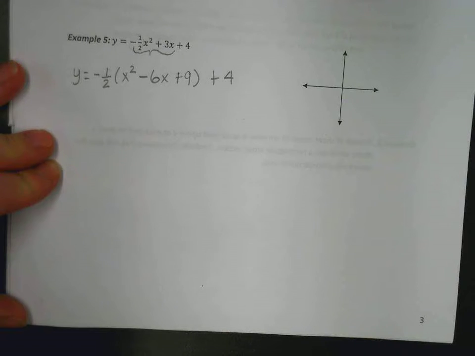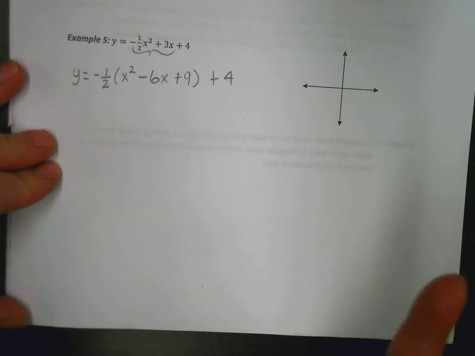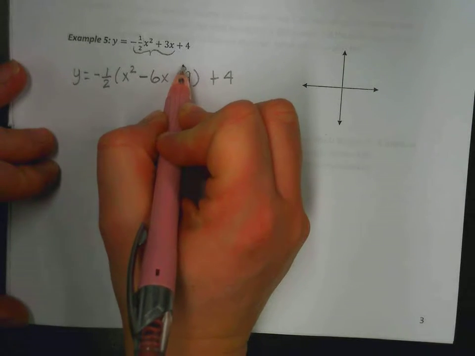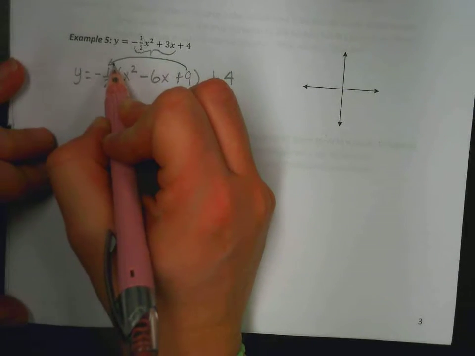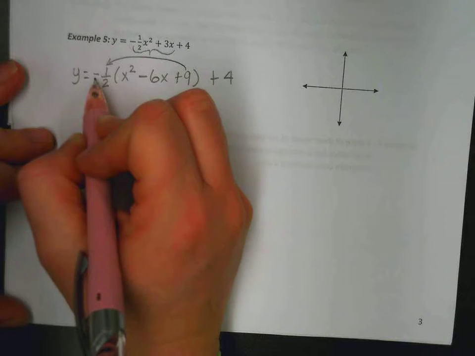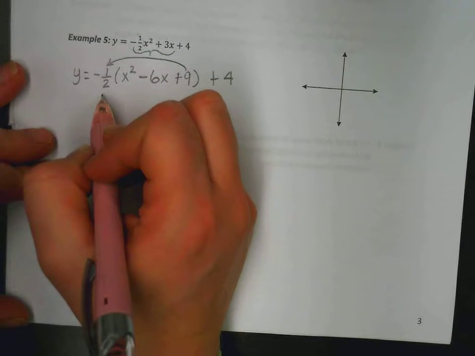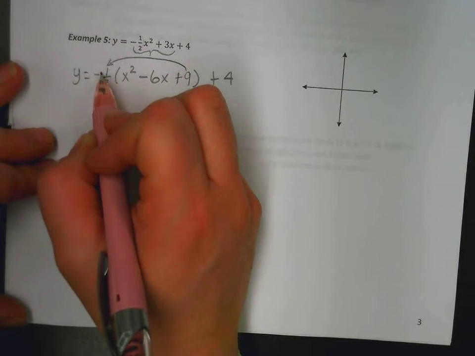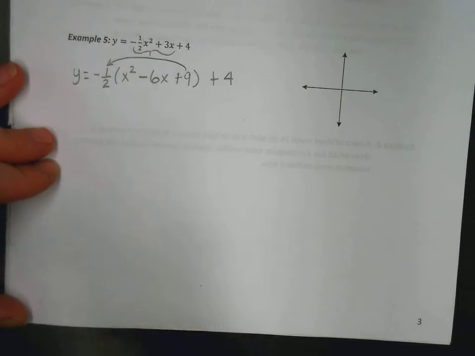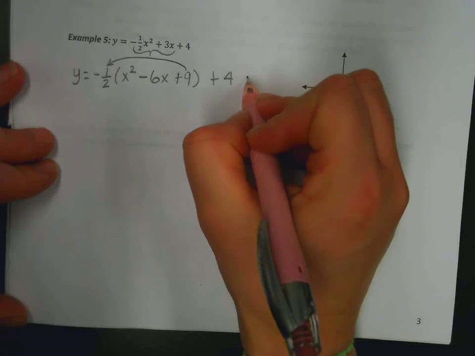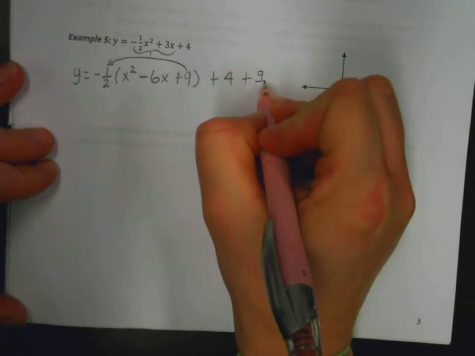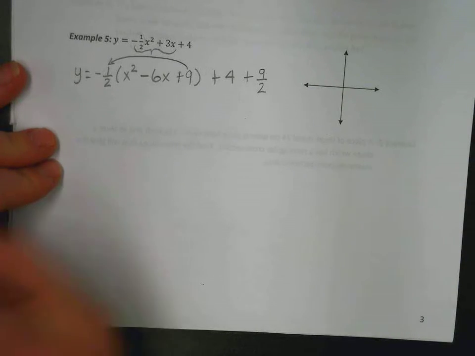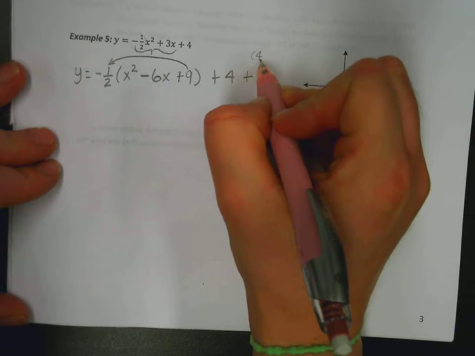All right, so now that we've done that, now we need to balance this equation out. So technically I haven't added 9. Technically I've added 9 times negative 1/2. So I'm going to multiply these values, which is negative 9 over 2. The balance of that would be a positive 9 over 2. Or if you want to write it as a decimal, 4.5 is just fine.